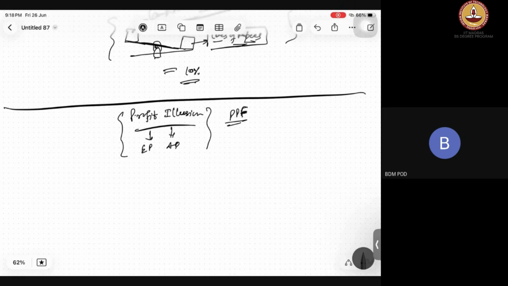Production possibility frontier, and then we'll see, if we can get time, we can have a discussion on some case. Otherwise, we can wind up this week's session here, right? And I hope it is clear to you all.